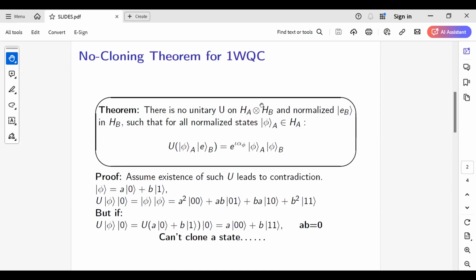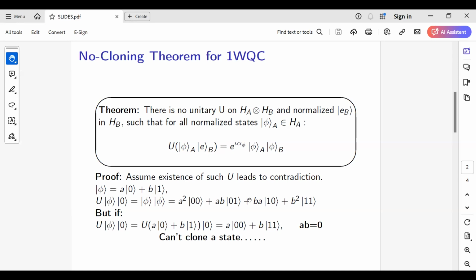First of all, let's get an overview of what the no-cloning theorem is in the case of one-way quantum computing. In this case we have two quantum states. One is an unknown quantum state defined on the Hilbert space H subscript A, and the other one is a known quantum state, or as we call it, the target cloning state, which is defined on this Hilbert space. Now this theorem states that there can't be any unitary operator U defined on this combination of Hilbert spaces such that it can clone an unknown quantum state to a known quantum state up to a phase.